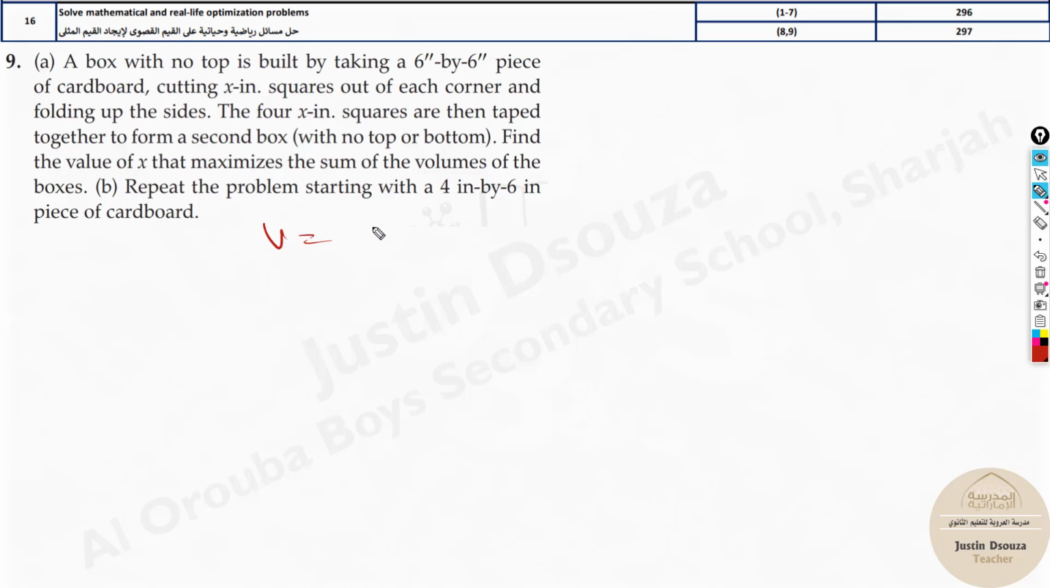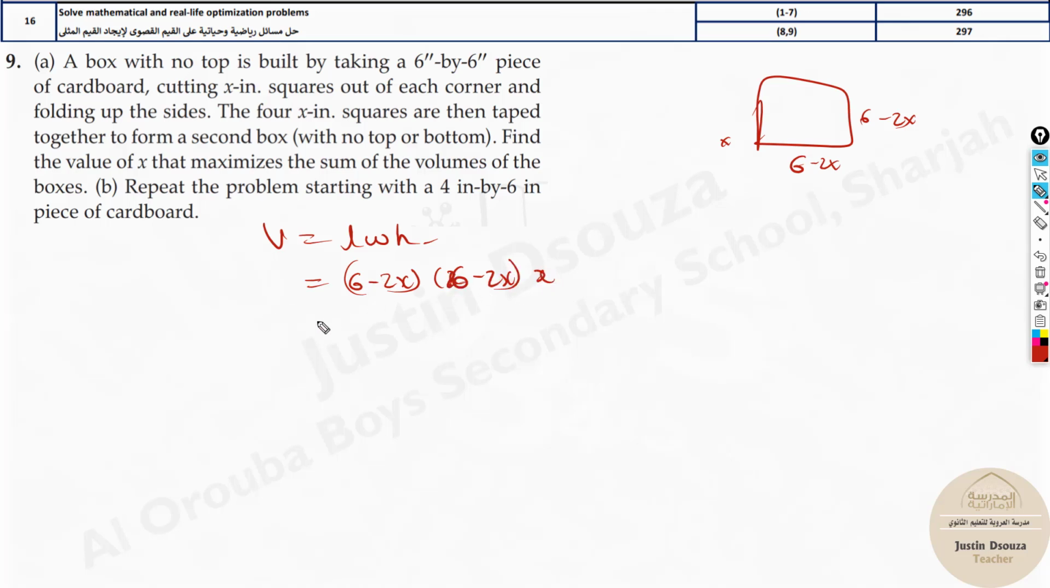Here first let's write the volume formula. V is length, width and height. The same concept. Here we know it'll be cut out and folded. It's 6 and 6, minus 2x, and the height will be x. You need to substitute it over here. Length is 6 minus 2x, and the width is also 6 minus 2x, and multiply by the height x.